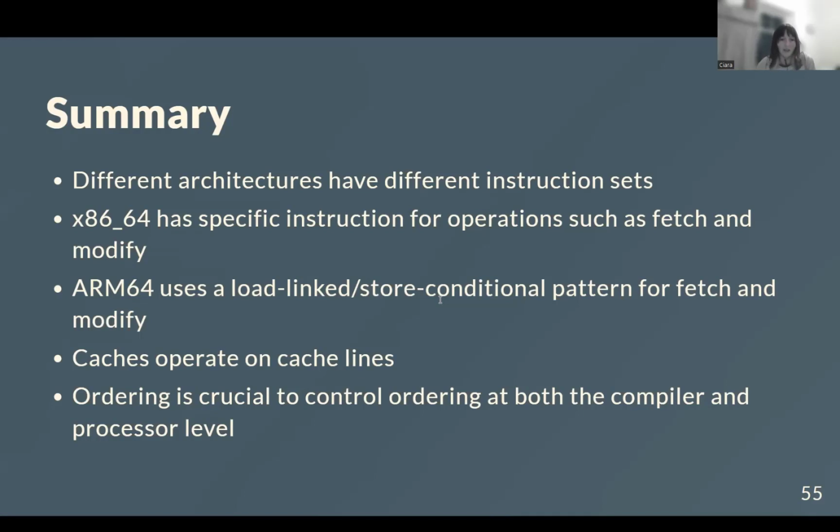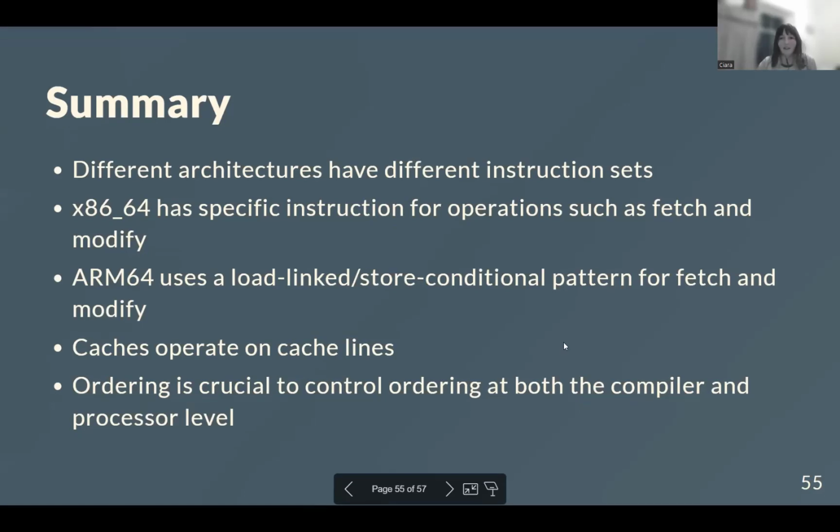ARM64 uses a load-linked store-conditional pattern for fetch and modify, which sometimes might need to retry if that cache line gets read from between loading and storing. Caches operate on cache lines, which means even though the data you're looking at might not have actually been modified, you still might end up invalidating the data you're looking at. And ordering is really important to control at both the compiler and processor level. And that was chapter 7.